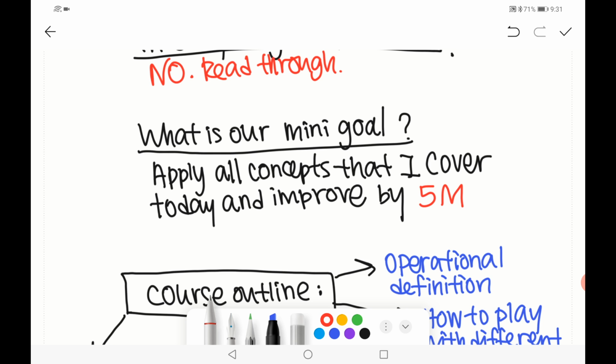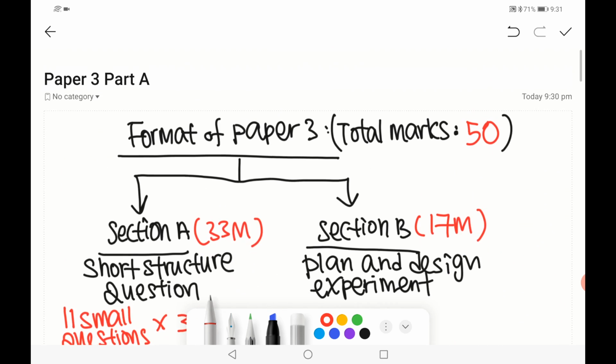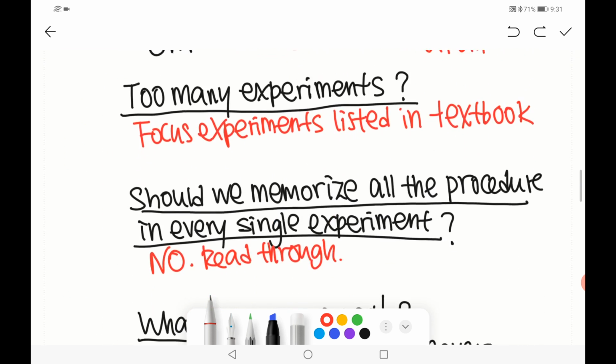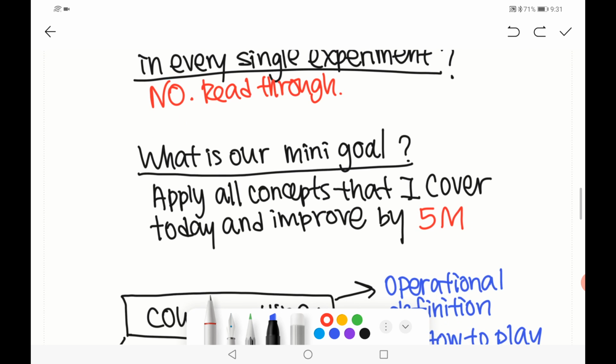Don't underestimate the 5 marks. The 5 marks can make quite a lot of difference, because do remember, what is the full mark for your paper 3? Your paper 3 full mark is 50. So if today you apply the concepts and you improve by 5 marks, which is very doable.